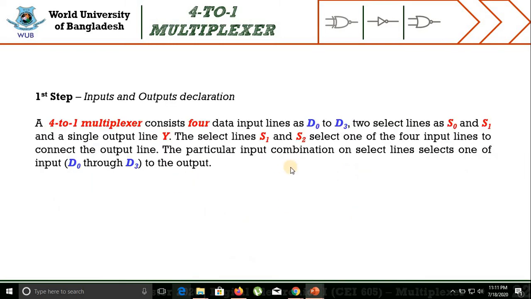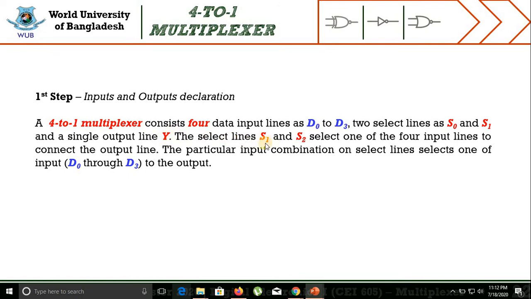From this slide, we learn another category of multiplexer, which is named the 4 to 1 multiplexer. From the name, there are 4 input lines, 2 select lines and just 1 output. So let's start from the first step, inputs and outputs declaration. A 4 to 1 multiplexer consists of 4 data input lines, symbolized as D0, D1, D2 and D3 respectively, 2 select lines, symbolized as S0 and S1, and a single output line, capital Y.